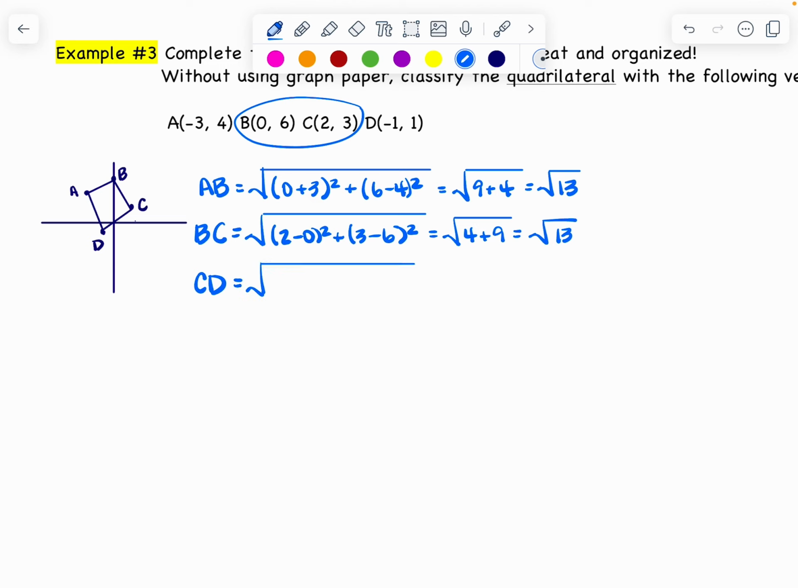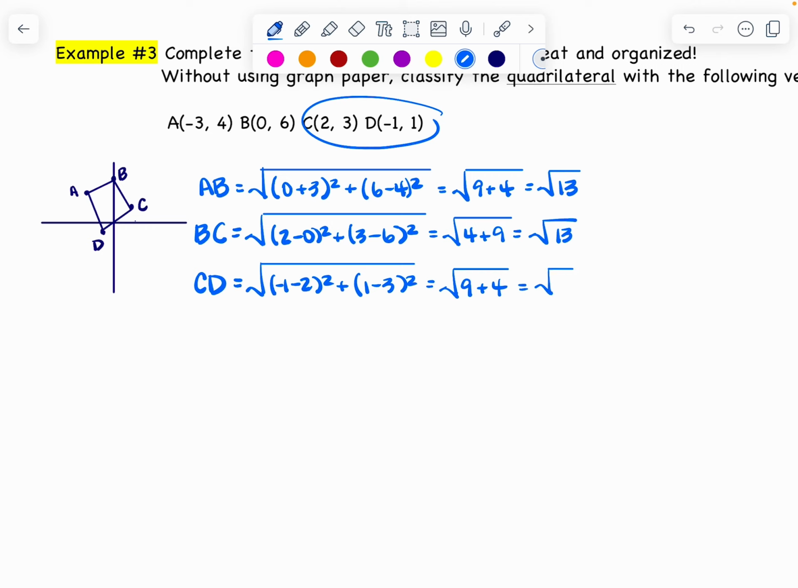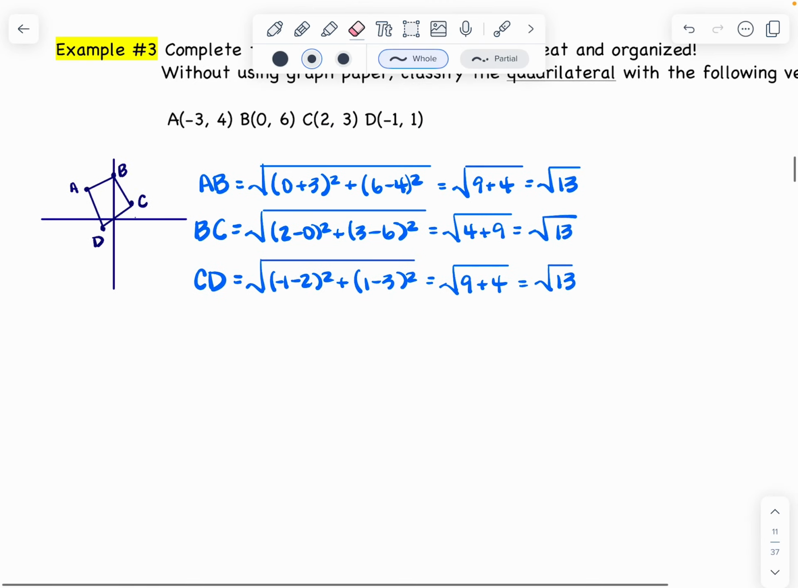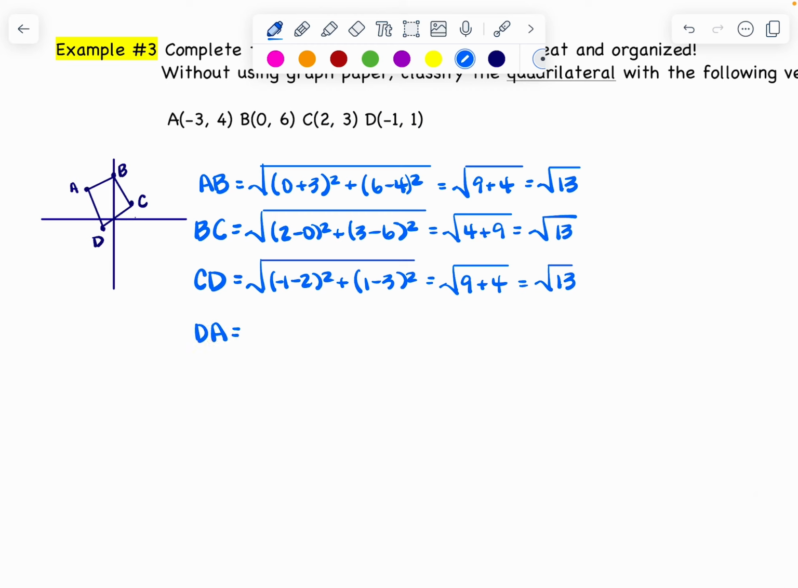So I'm going to do CD. Just going around. Okay, now I'm using these two guys. All right, so negative 1 minus 2 squared plus 1 minus 3 squared. Again, it's a very quick formula once you get going. So negative 1 minus 2 is negative 3. Negative 3 squared is 9. Plus 1 minus 3 is negative 2, but negative 2 squared is positive 4. Crazy. Another square root of 13. So far so good, but we're not done.